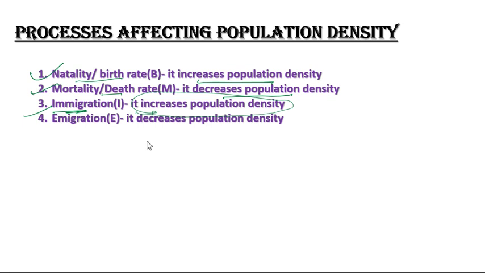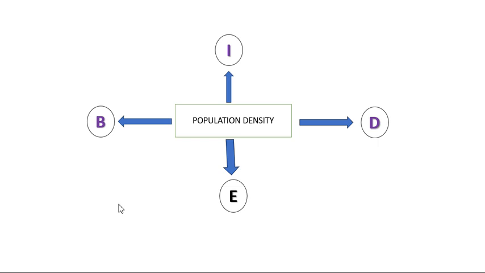So because of you, the population of India decreases by 1, and because of you, the population of England increases by 1. Since you went there, emigration decreases the population and immigration increases the population density. I hope this is clear. Okay, now see, this is a pictorial representation.